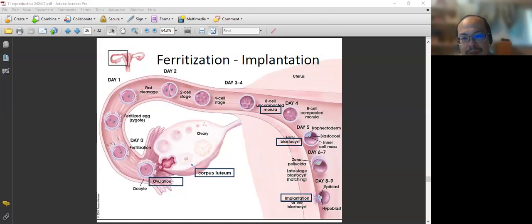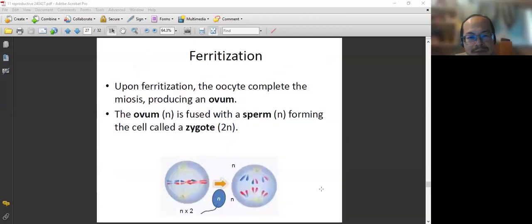Then this blastocyst will grow into two layers. This is very small, difficult to see, but it has the hypoblast and the epiblast. Yeah, hypoblast and epiblast. And then this will gradually grow into the embryo. Not sure if I have a picture. Fertilization is the terminology to say that the oocyte meets the sperm.